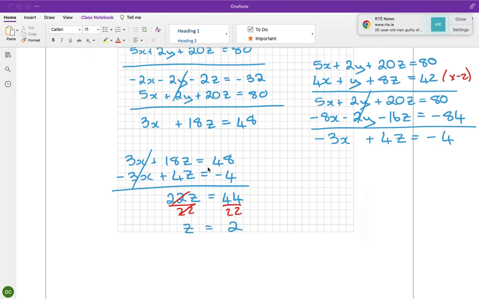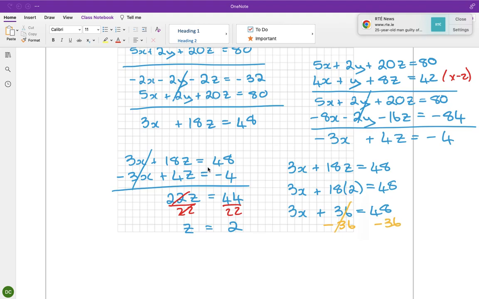Okay, take the top line. 3x plus 18z equals 48. 3x plus 18 times 2 equals 48. What am I doing? Oh no, sorry, 18 times 2, 36. Equals 48 minus 36, minus 36. So 3x equals 12. Divide by 3, divide by 3. So x is 4.